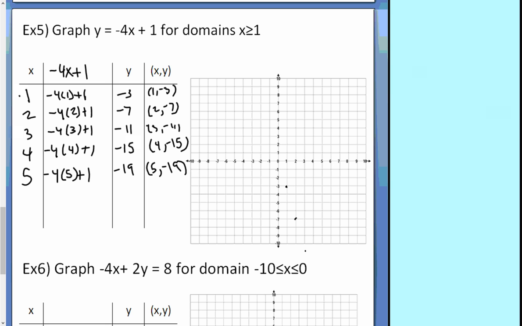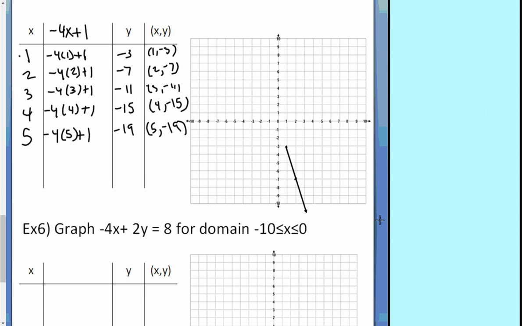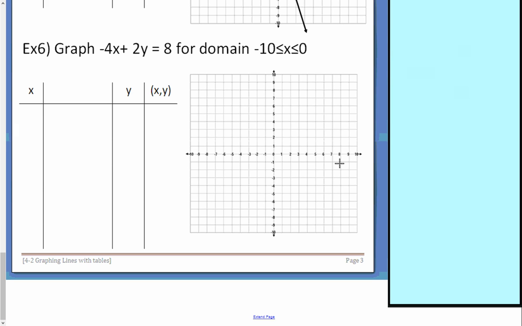So in this case, my line is going to start here at the 1, negative 3, but it's only going to go in this direction. So my line is going to look like this. There is not going to be anything above here because none of the x values below 1 are going to work. So I can't put a 0 in for x, I can't put a negative 1 in for x. It's like making the whole line and then cutting it off right there. So that's what that looks like.